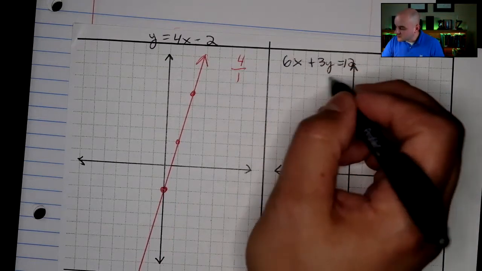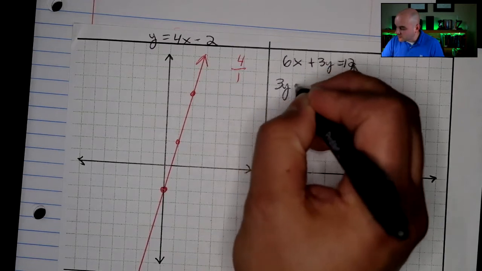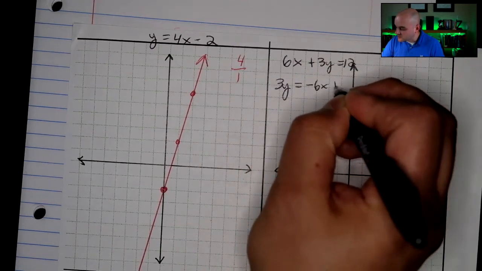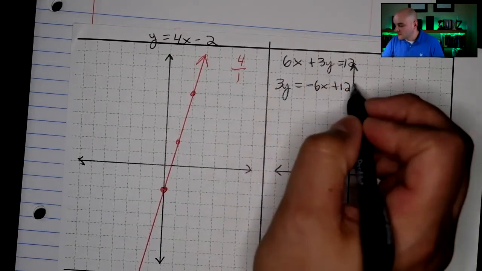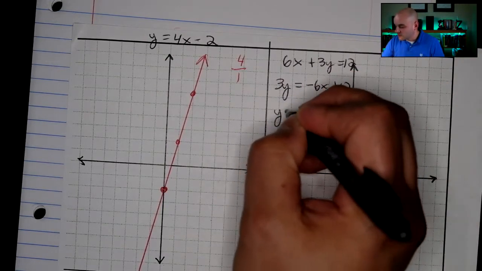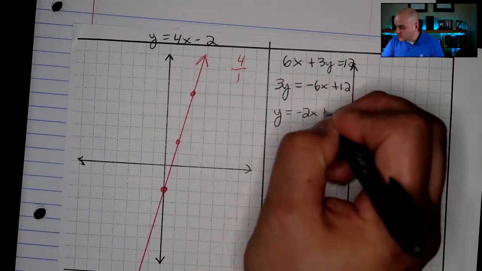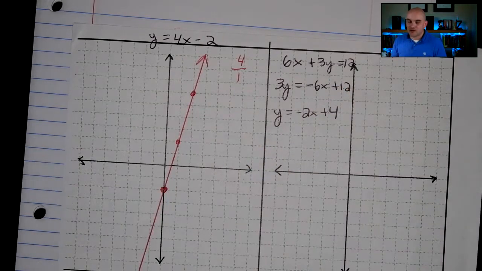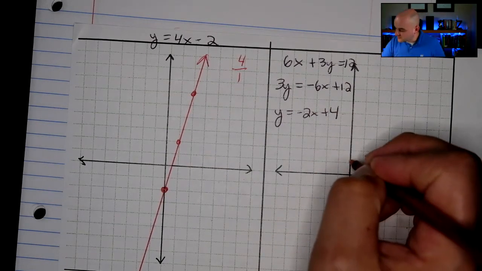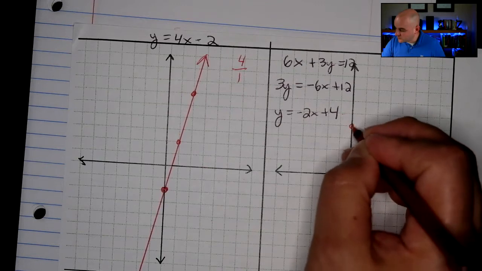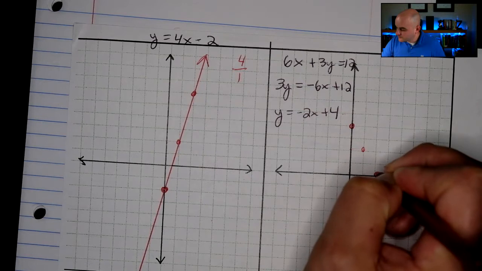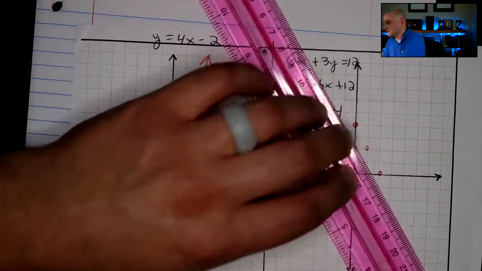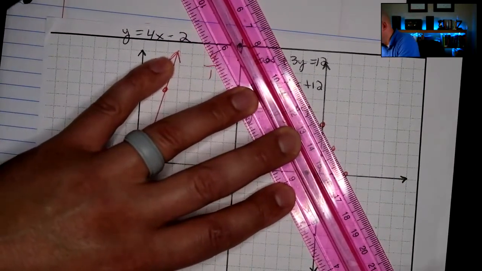So let's see, let's move the 6x over. You get 3y equals -6x plus 12. I just subtracted 6x from both sides. And then divide both sides by 3. So you get y equals -2x plus 4. And now it's in y-intercept form, and I can plot that 4. That's my y-intercept, 1, 2, 3, 4. And -2 over 1 is my slope. And so now we have my line here.